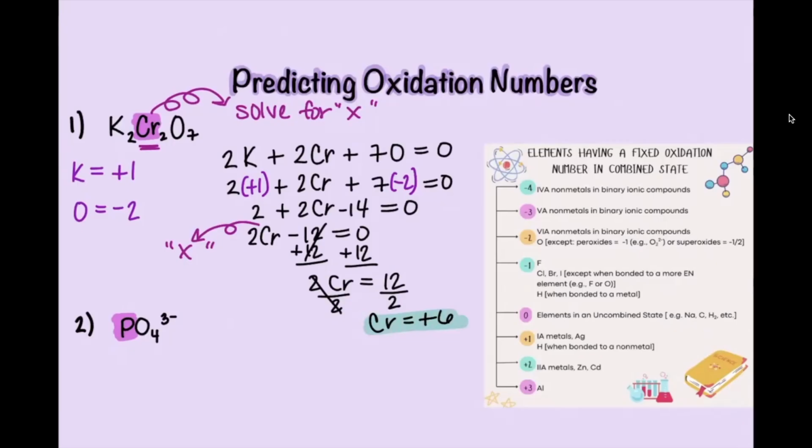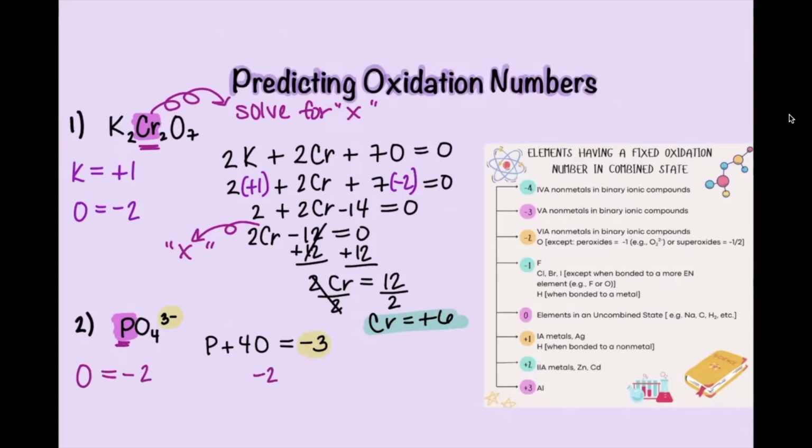Now the next one's a little different. Phosphate, or PO4 3-, now we're trying to find the charge of phosphorus. So let's do the same thing. We're going to do P plus 4 oxygens, because we have 4 O's, is equal to -3. Now we're not setting the equation equal to 0 because we have a charge. It's a polyatomic ion, so this should all equal -3.